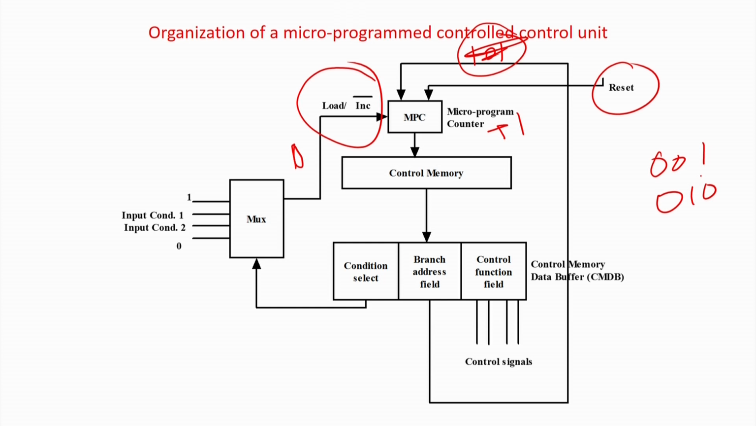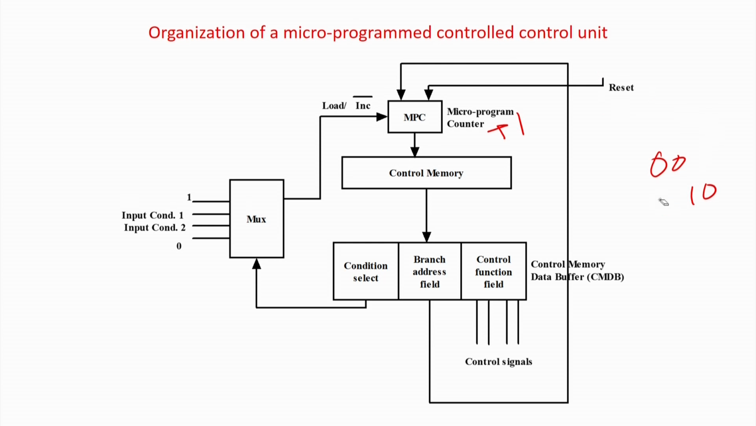So, the logic is very interesting, and the implementation is very interesting. You see the branch address field is feeding the microprogram counter, and if this control is 1, then you are going to jump, and if this control line is 0, then you are just going to increment. Now, who tells whether this line will be 0 or 1? Once that is known, my job will be done. How to decide whether this line will be 0 or 1? That is going to be decided by this condition select field.